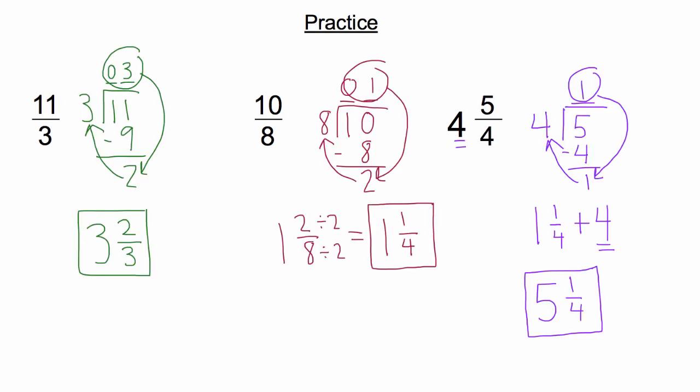So here are your answers. The first one is pretty straightforward. The second one, you need to make sure that you simplify your answer. The GCF of 2 and 8 is 2, so you would divide to get 1 and 1/4. And then our last one, you need to make sure you remember to add that whole number to your final answer.